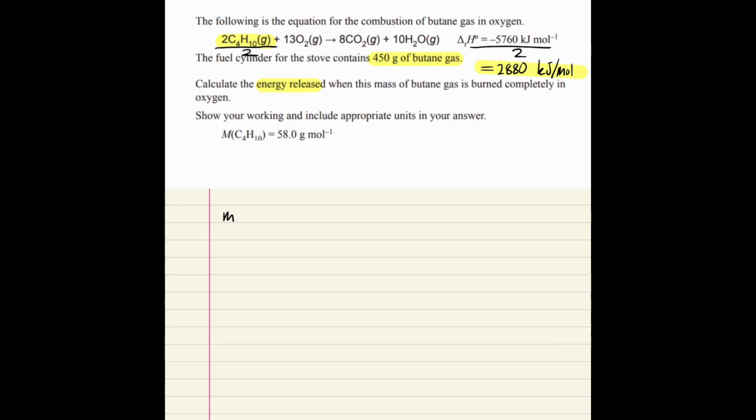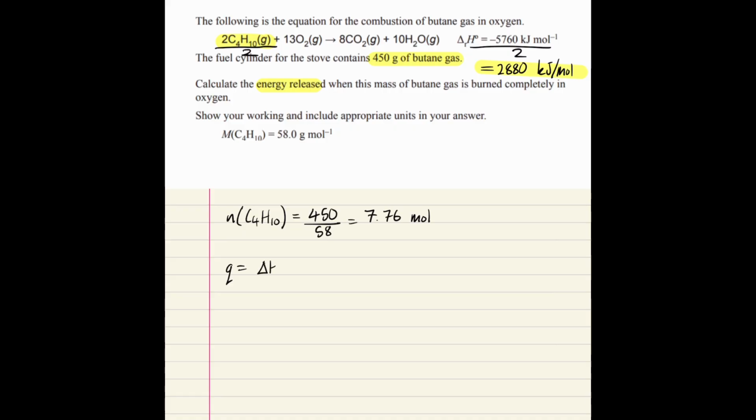So the first thing that I need to figure out is the moles of butane, C4H10, which is equal to 450 grams divided by 58. So 450 divided by 58 is 7.76 moles. Okay, then we're finding Q again.